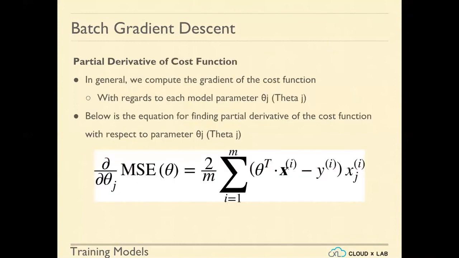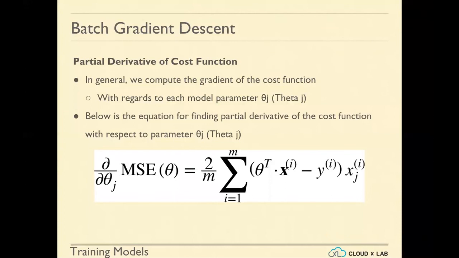So in general, we compute the gradient of the cost function with regard to each model parameter. We take the error function or cost function and compute the rate of change of the cost function with respect to each of the thetas. Meaning, find out how the error is changing with respect to theta 1, theta 2, theta 3, and so on. And based on those slopes, those rates of change, we tweak the thetas.